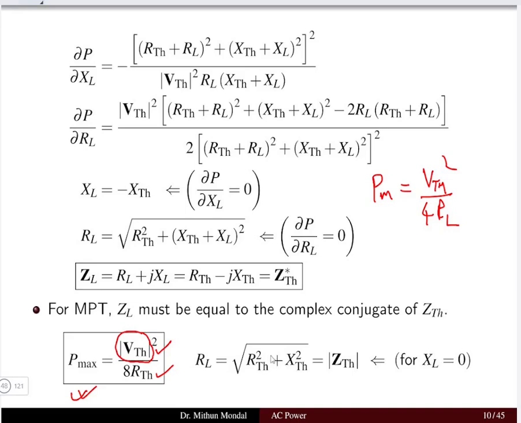So we are not dealing with the real term, we are not dealing with the imaginary term, rather we are dealing with the absolute term. So V Thevenin square divided by 8 times R Thevenin. Here we have the 4 and here we have 8 for the maximum power.